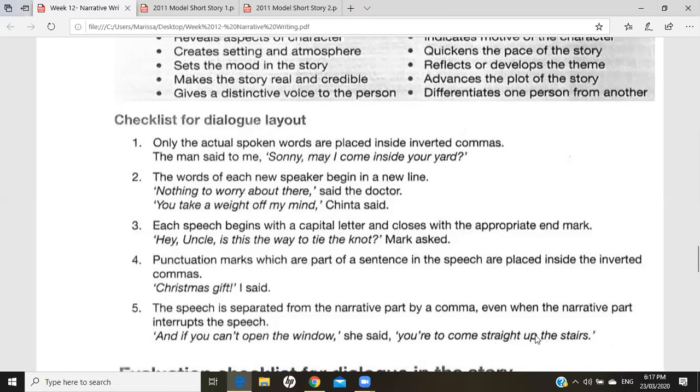"You're to come straight up the stairs." Full stop. So even if it's within a sentence, if you are quoting what someone says, you must put that comma before the close quotation mark. Then when you have said what the narrative part says, "she said," you must put a comma again before you begin the next part.